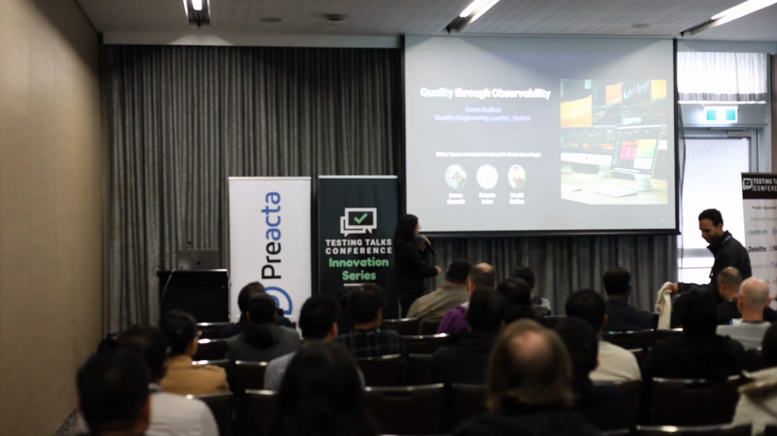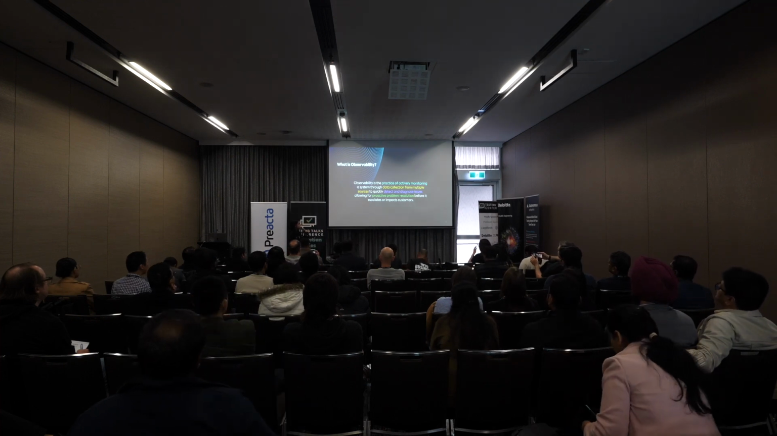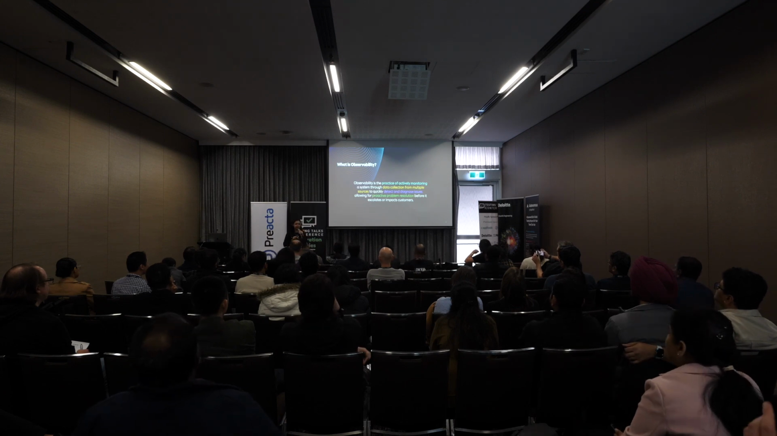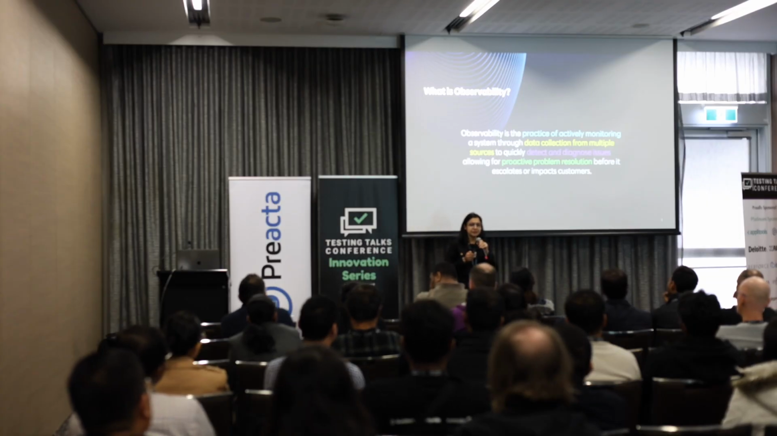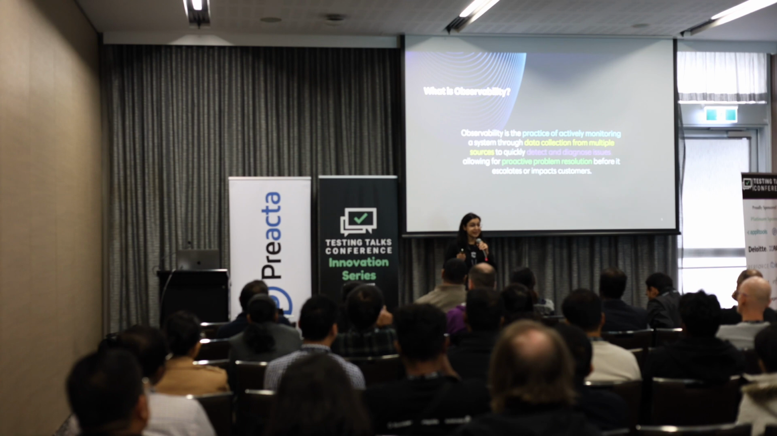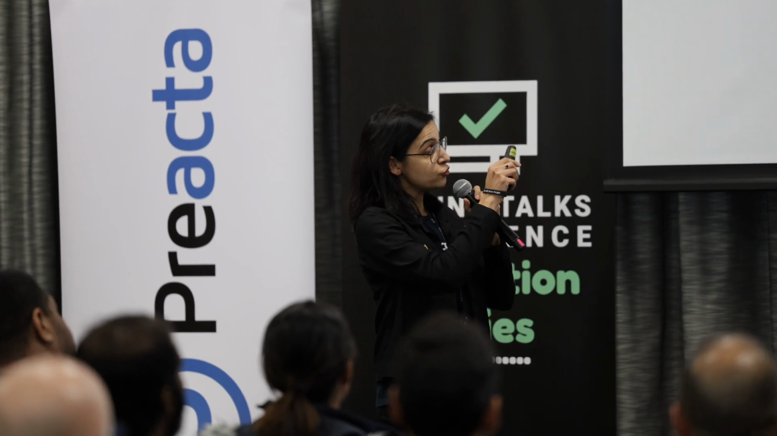All right, so let's give it a go. What is observability? Observability is the practice of actively monitoring multiple data sets and data sources, allowing for proactive problem resolution. Because if I were to say one word to define quality engineering, I would say prevention. Not detection, prevention. So observability helps us keep a proactive perspective on our quality by monitoring it and identifying the root cause of issues.